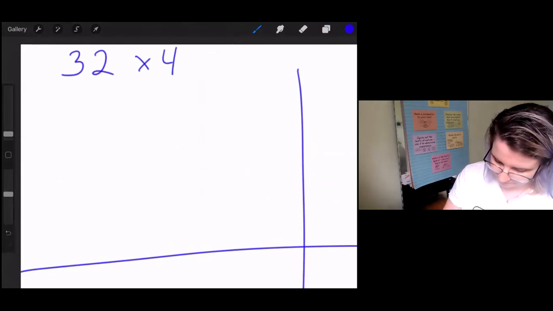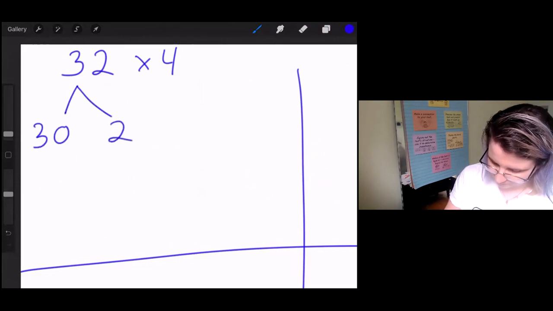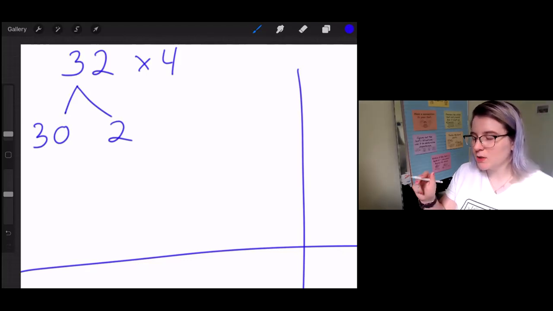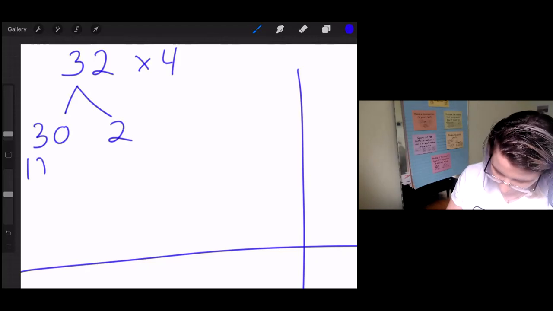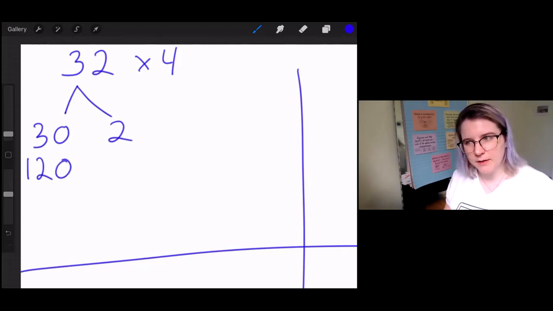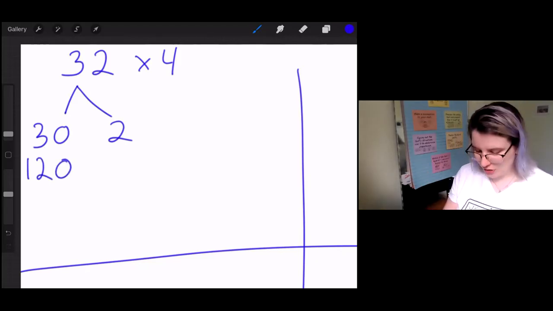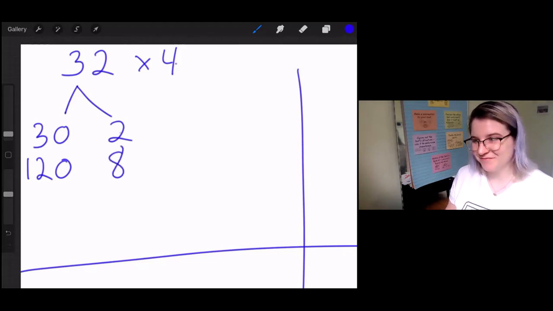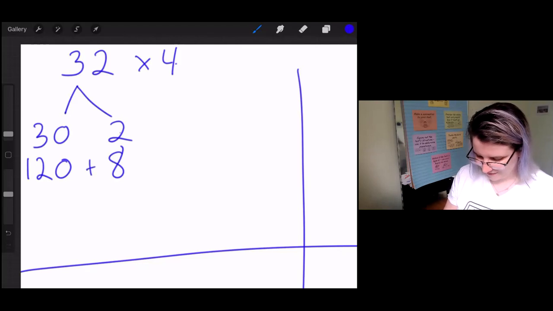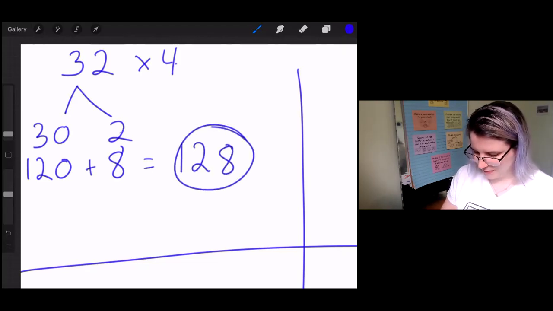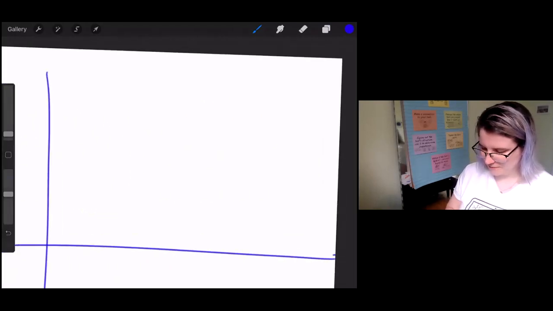Let's break it down. 30 times 4, well, 4 times 3 is 12, and there's a 0 on there. You see what I'm doing? Then 2 times 4 is 8. So what's our answer? We add this together. Beautiful.